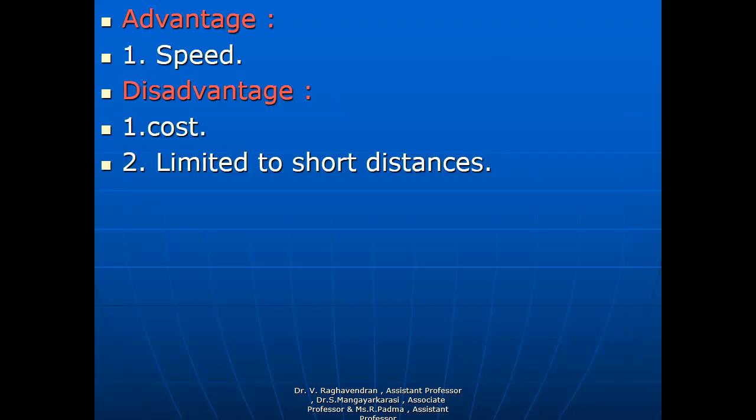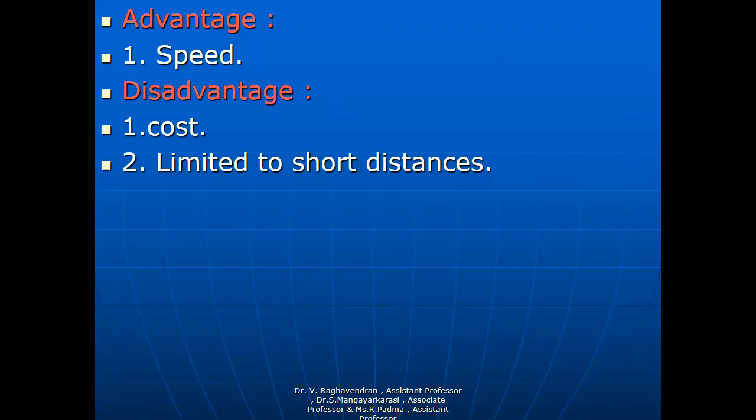The advantage of parallel transmission is mainly speed. The disadvantage is cost, because to transmit n bits we need n wires. For example, to transmit 100 bits, 100 wires are needed, so the cost is high. That is considered one of the disadvantages. It is also applicable only for short distances. For long distances, it doesn't support.